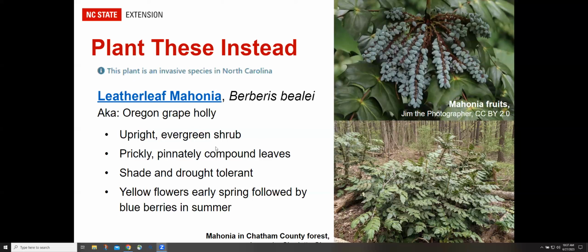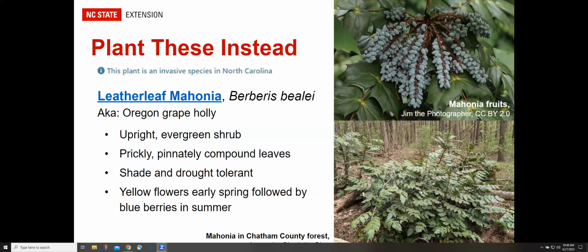So leatherleaf mahonia, sometimes called Oregon grape or Oregon grape holly. Again, it's got these pinnately compound leaves, so they're divided. It's got quite a unique texture. It's a prickly plant. It is upright and evergreen. I think one of the biggest reasons it started to be used in landscapes is that it will tolerate those dry, shady areas where almost nothing else grows. And that allows it to establish in woodland areas.